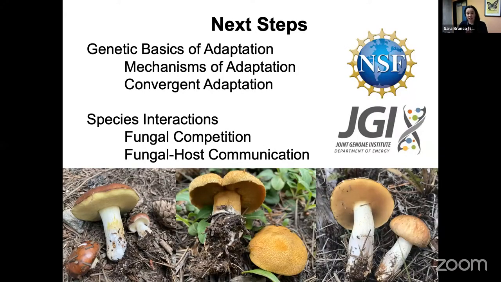In my lab, I'm very interested in the genetic basis of adaptation. So I want to pursue studies on the mechanisms of adaptation, exactly how fungi are able to adapt to their environment, and patterns of convergent adaptation. So when we have the evolution of phenotypes on different continents, in this case North America and Europe, do we see the same patterns of adapting to one same selective pressure, for example, metals in the soil?